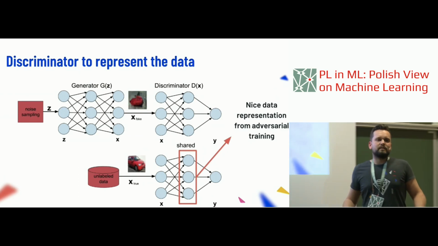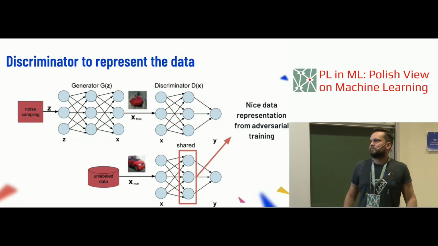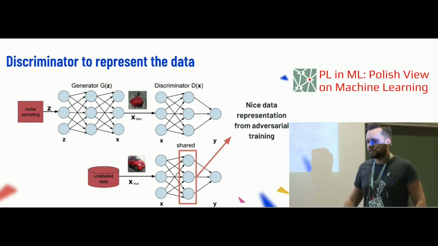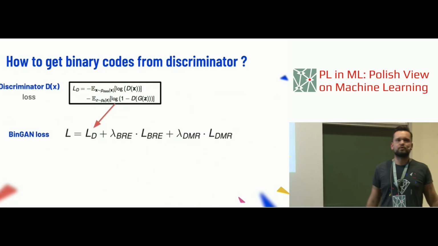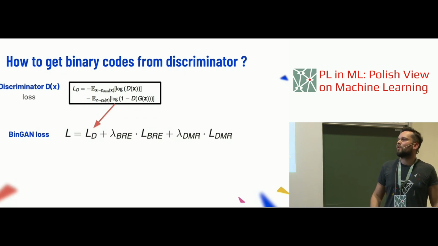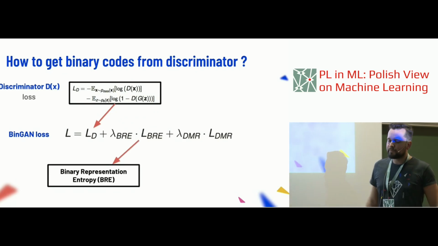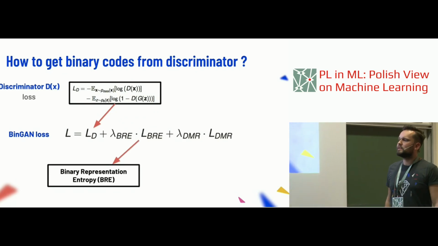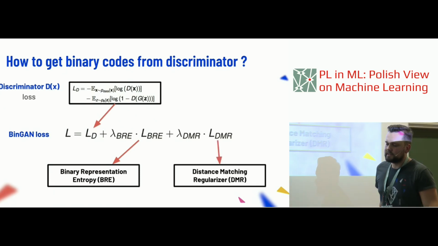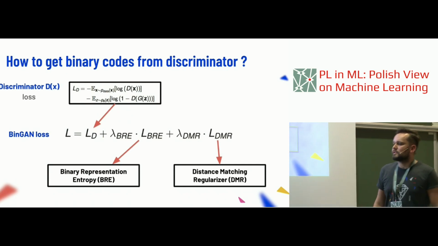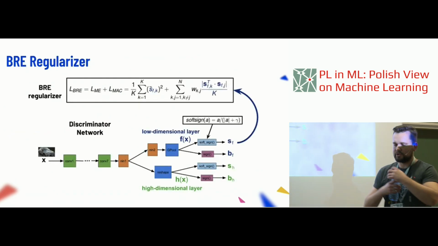The problem is that we are focusing on learning compact binary descriptors. So we have to incorporate some additional regularization terms in the criterion that is used to train the discriminator. So we propose two regularization terms. The first one is called binary representation entropy. And the second one is called distance matching regularizer. So let's have a closer look at these regularization terms.